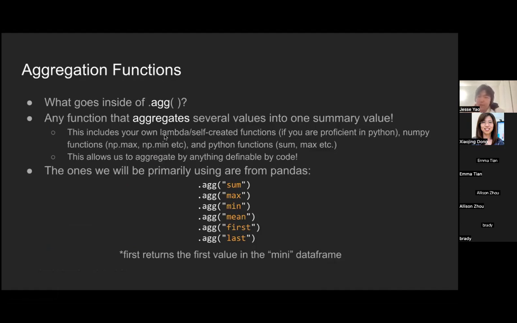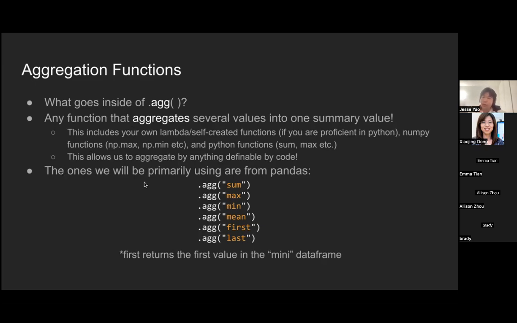But what this means is that you can create whatever function you want that squishes the rows. So if you're familiar with Python or very proficient in Python, you can use a lambda function. You can create your own function to squish it. This gives you endless possibilities on how you want to aggregate your values. You can use NumPy functions, you can aggregate by np.max, np.min. Also Python functions work as well, sum, max, etc.